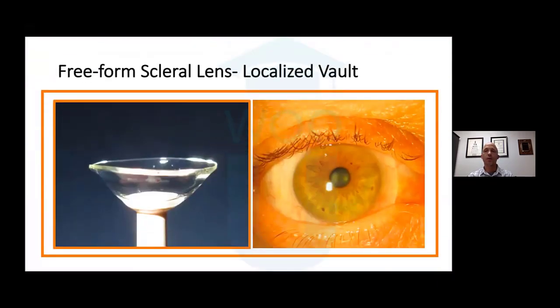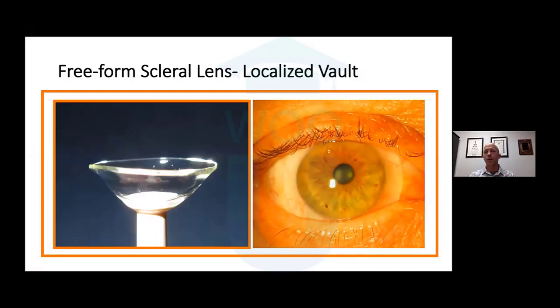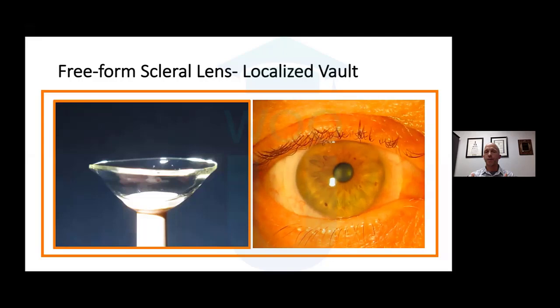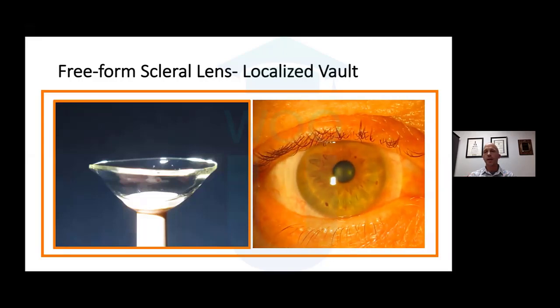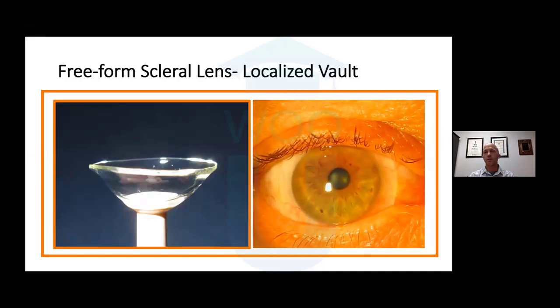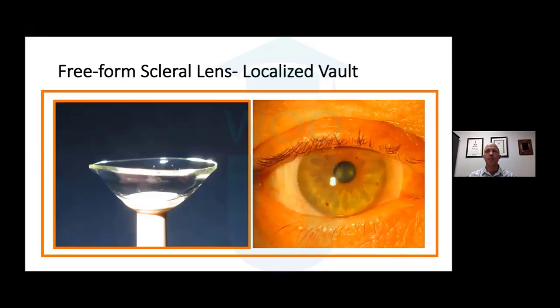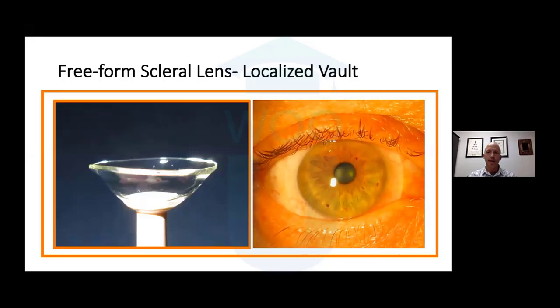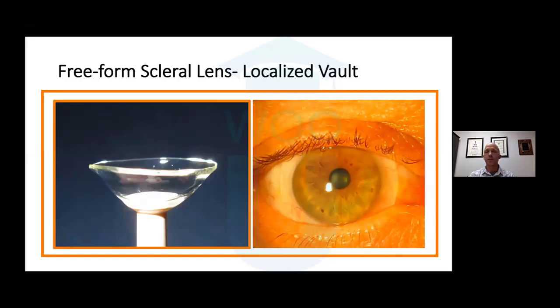So now what we're able to do is use the software to design a free-form scleral contact lens that allows the edge or the landing zone to properly vault over the pinguecula, preventing impingement, and then come back down more inferiorly to prevent the edge lift that leads to midday fogging.